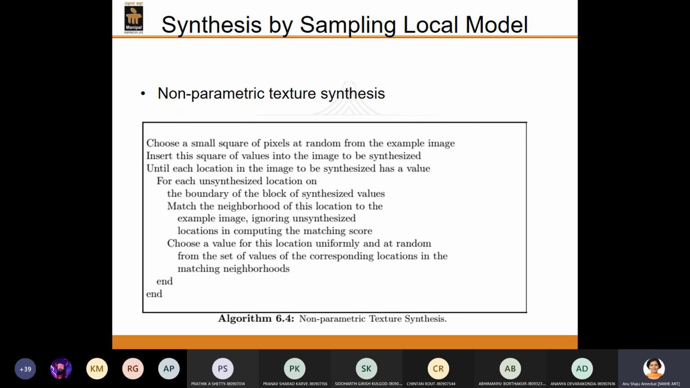Okay, so this shows a pseudocode of how the sampling local model works. You can have a look at it. It's the same as what has been explained over here. So this is the algorithm, or the pseudocode, for the sampling local model, and it is also called a non-parametric texture synthesis.